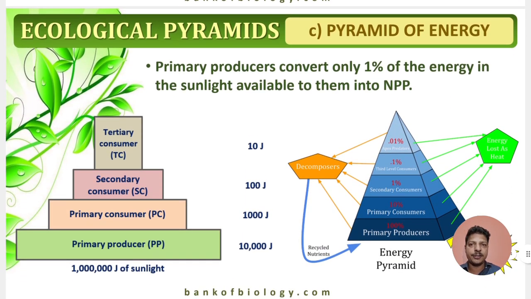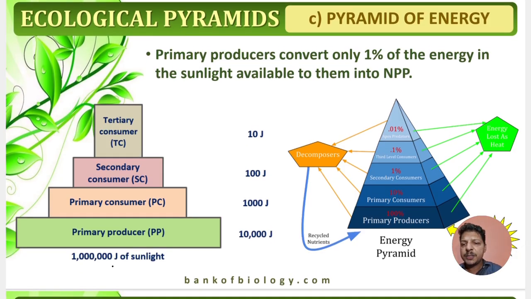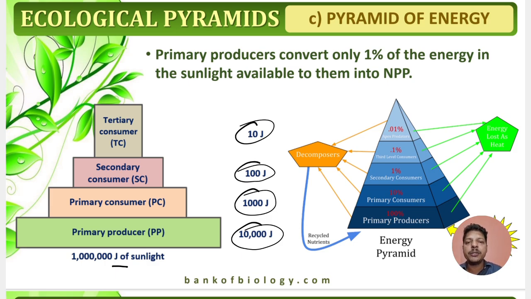Next, pyramid of energy. Primary producers convert only 1% of the energy in the sunlight available to them into NPP, net primary productivity. Here, from this much energy from sunlight, primary producers use this much energy, 10,000 joule. Primary consumers use this much energy, 1000 joule. Secondary consumers use this much energy, and tertiary consumers use this much energy, because of the 10% law, where the 90% is used as a form of heat, only 10% is transferred to the next trophic level.